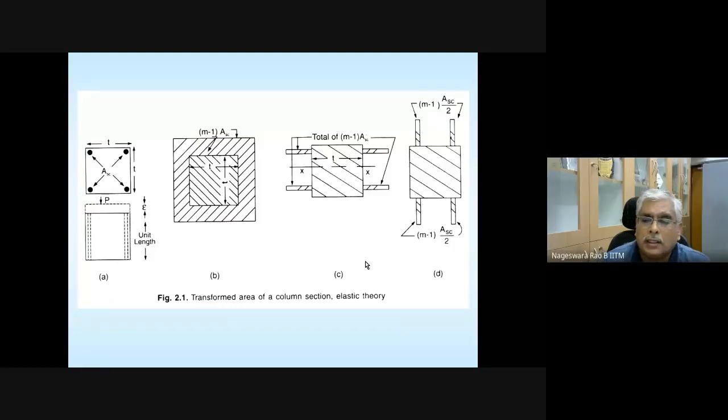Okay. And here it is shown as divided by 2. That means it is disposed on both sides. This is disposed on both sides. That's why it is divided by 2. Okay.